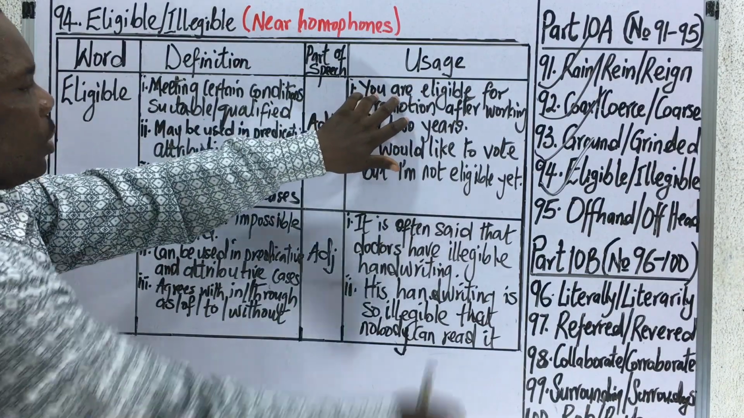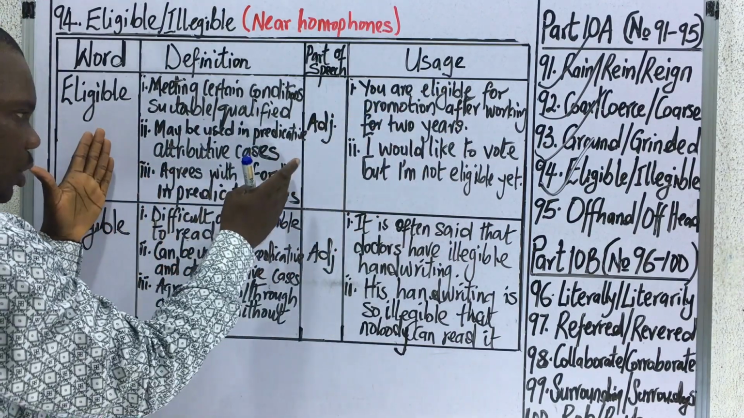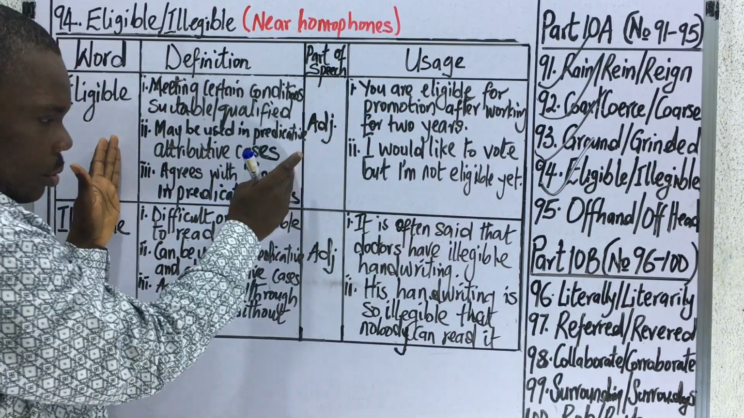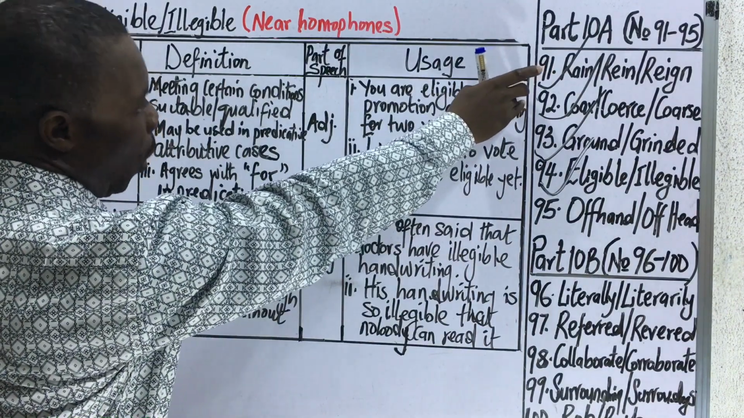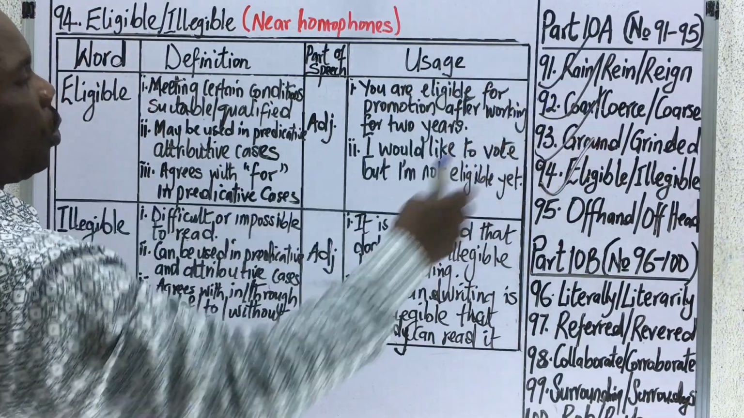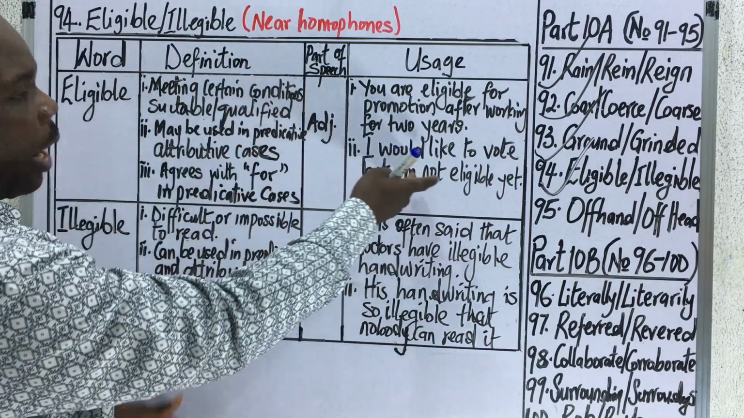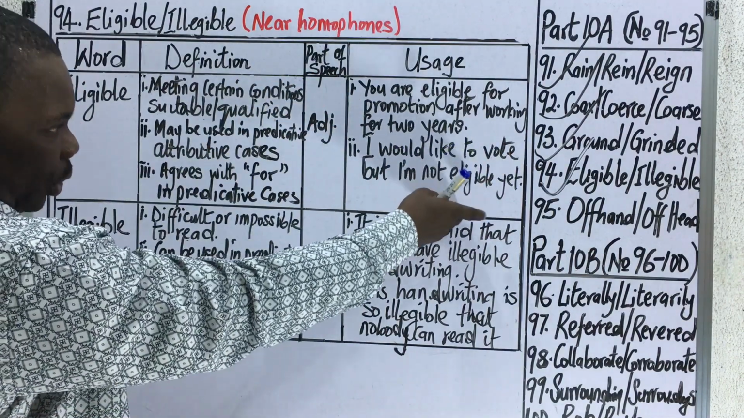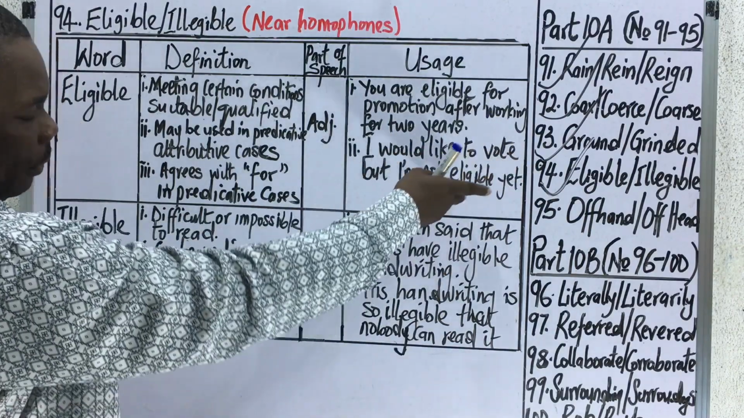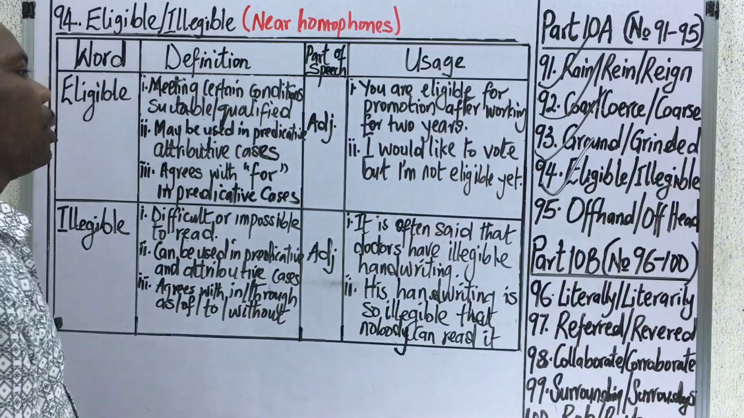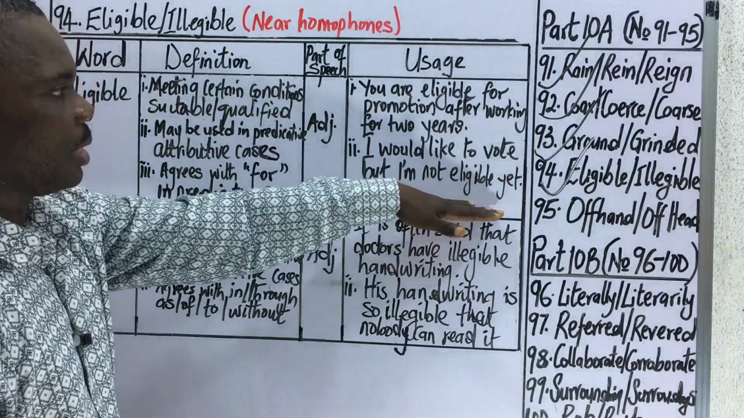So when this word is used in predicative sense, like we established because of the definitions of the word, it will always agree with for. So eligible for. Then for the second expression we have here, I would like to vote, but I'm not eligible yet. So here the word is being used in predicative sense as well.